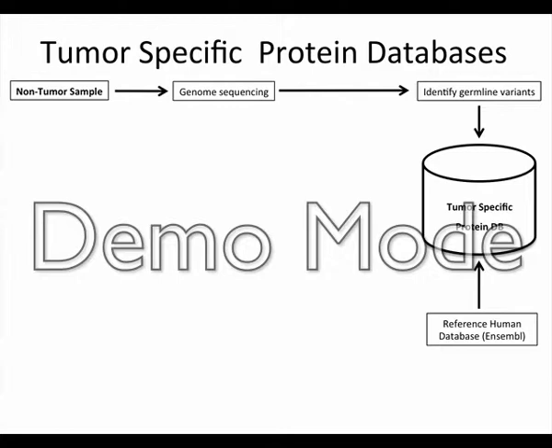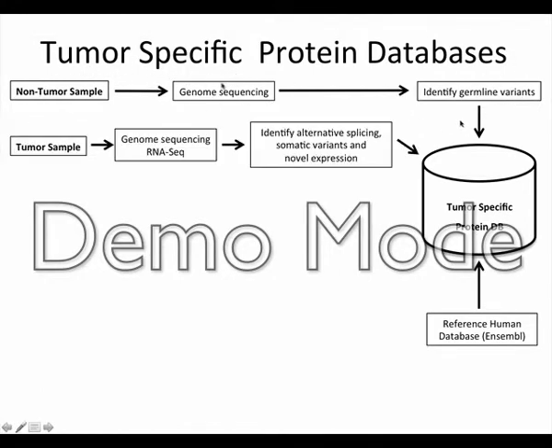So how do we do that? We have a non-tumor sample. That's where we get our germline. Germline just means the normal variants that we have in our body, not the tumor variants. So we use that to find just the variants within your normal cells.